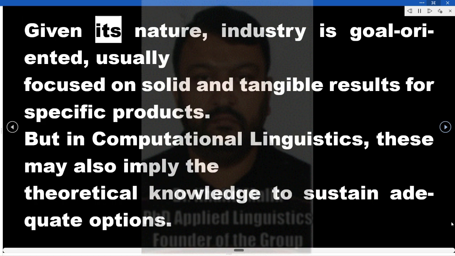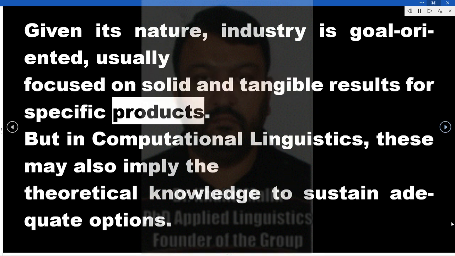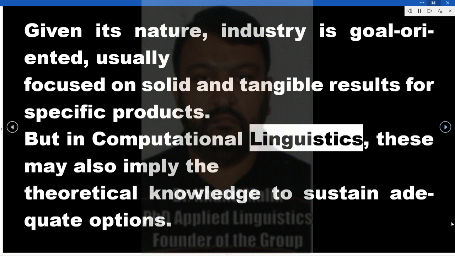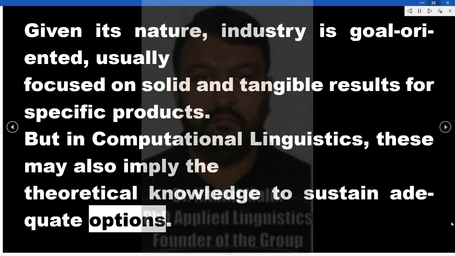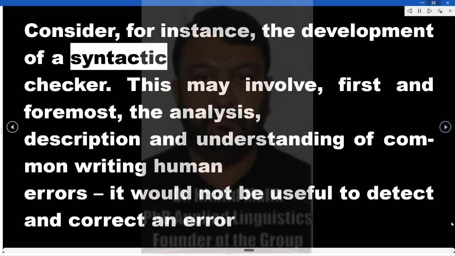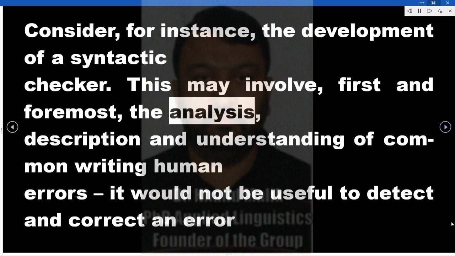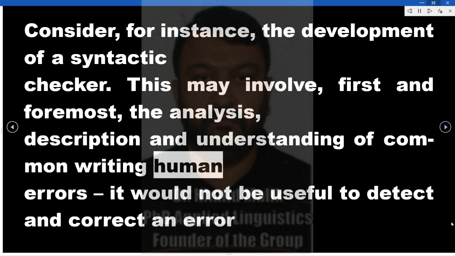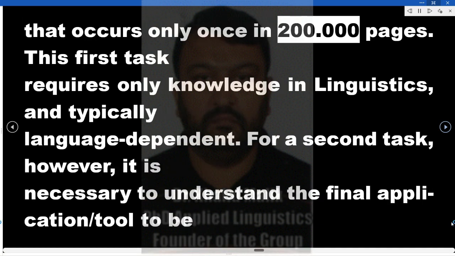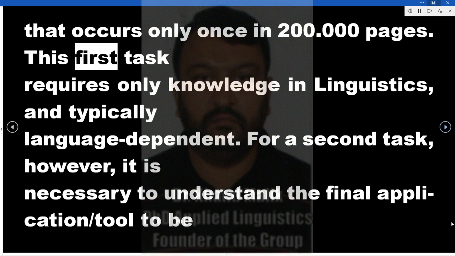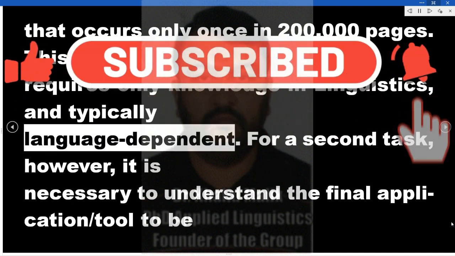Given its nature, industry is goal-oriented, usually focused on solid and tangible results for specific products. But in computational linguistics, these may also imply the theoretical knowledge to sustain adequate options. Consider, for instance, the development of a syntactic checker. This may involve, first and foremost, the analysis, description and understanding of common writing human errors. It would not be useful to detect and correct an error that occurs only once in 200,000 pages. This first task requires only knowledge in linguistics and is typically language dependent.